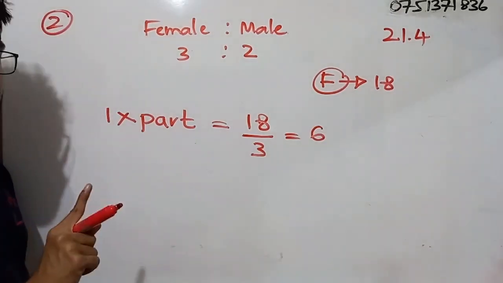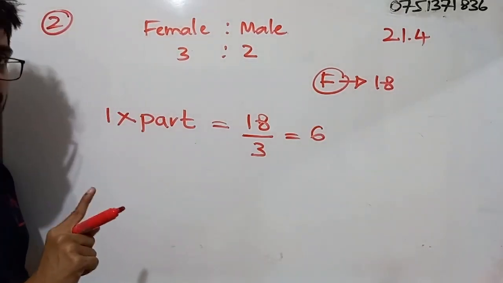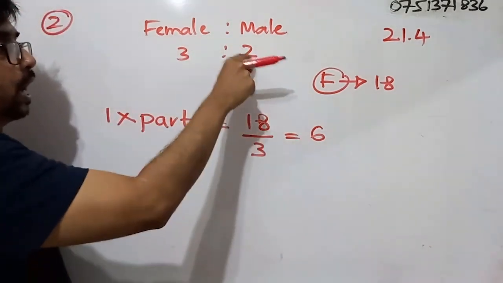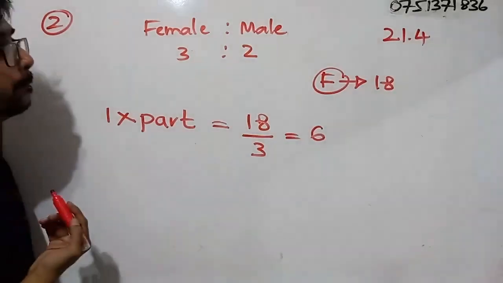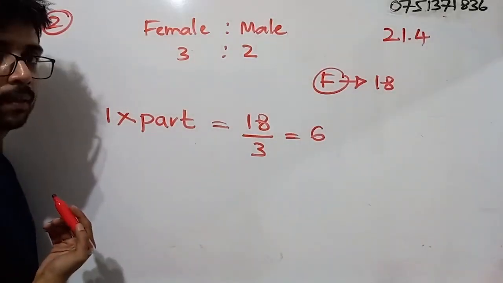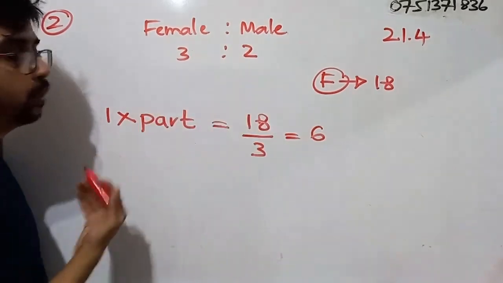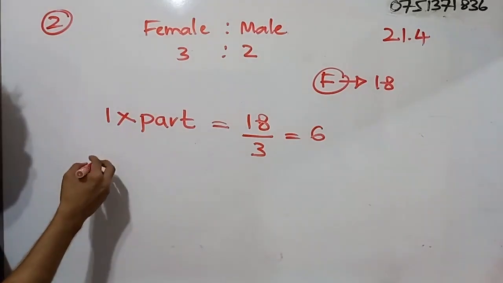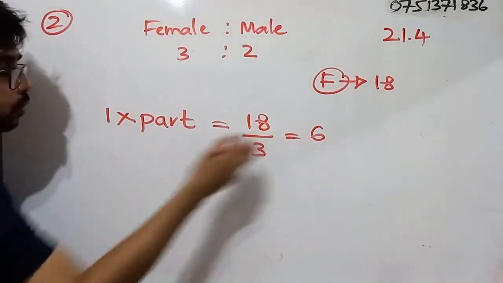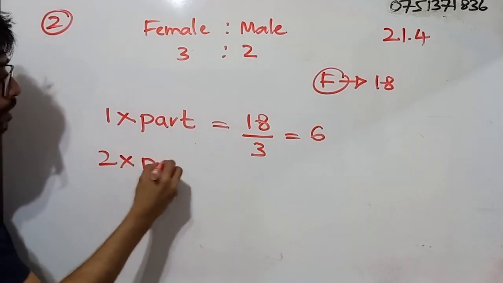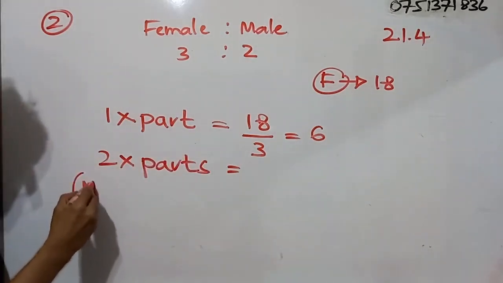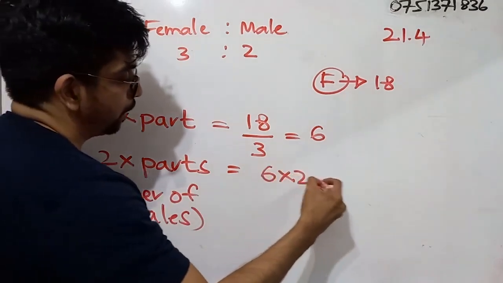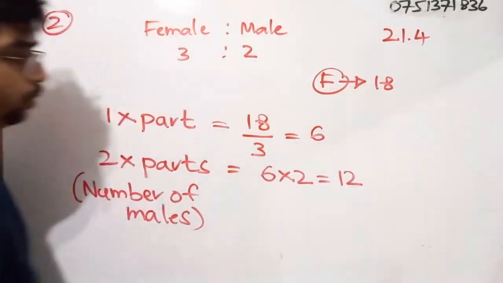So they are asking us how many male workers are there. If 1 part is equal to 6, how many parts are there for males? Or what is the term in the ratio related to males? 2. So what do we have to do? We have to multiply this by 2. So value of 2 parts, right? So this is what? Number of males, right? So 6 we have to multiply that by 2. So we get what? 12.